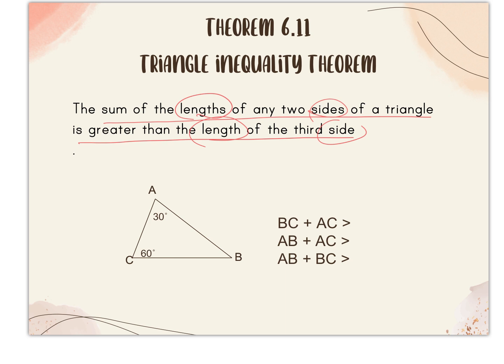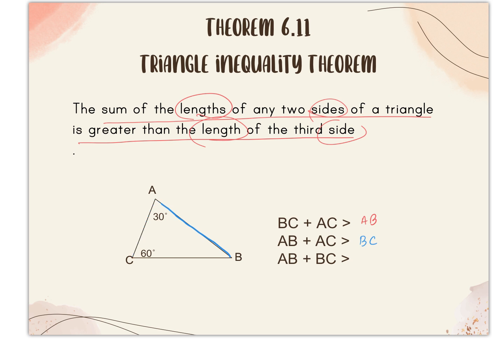So the first one says BC plus AC is going to be greater than the third side, which is AB. The second one tells me AB, this side, plus AC, this side, is going to be greater than the third side, which is BC.